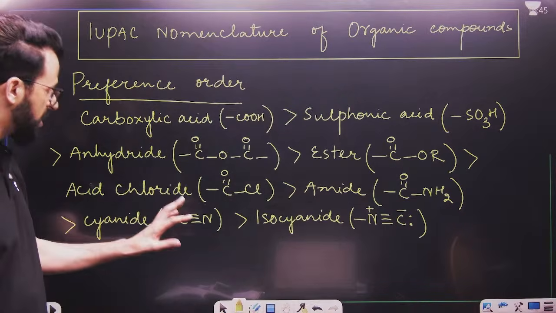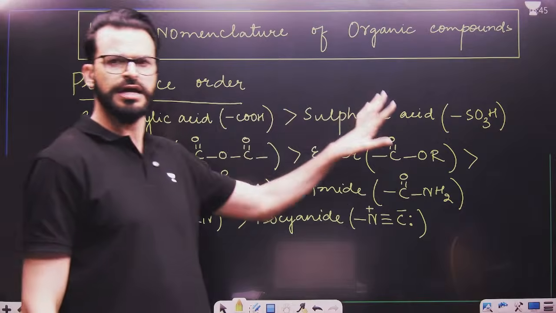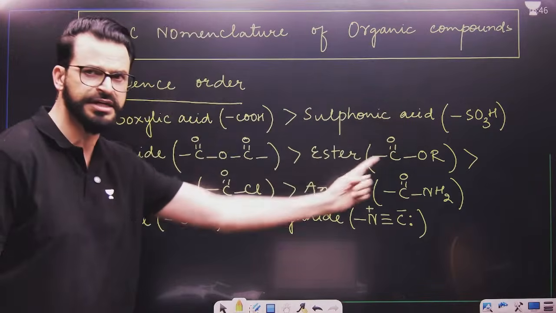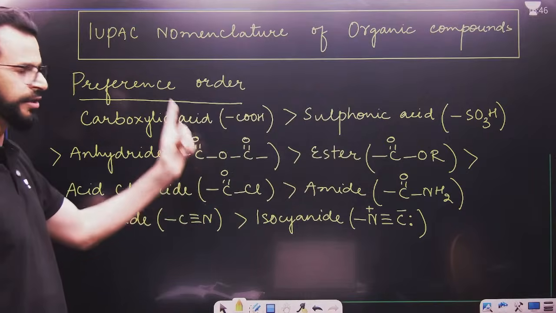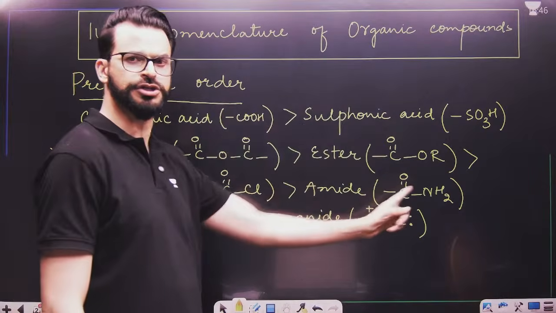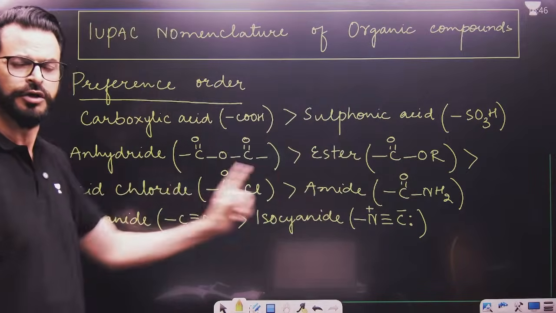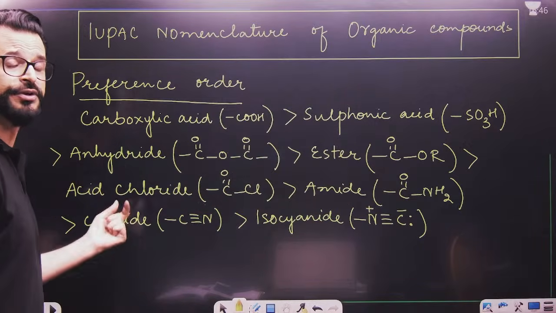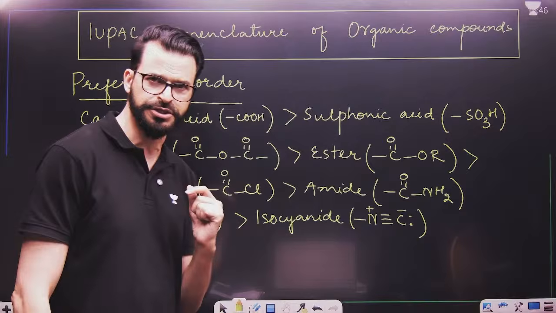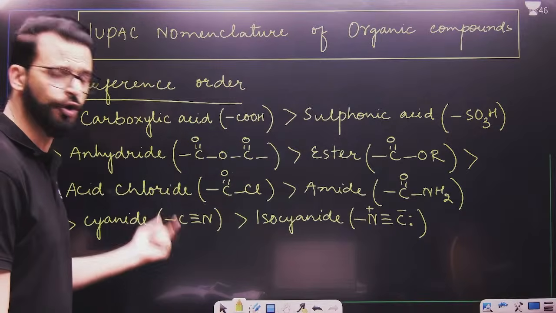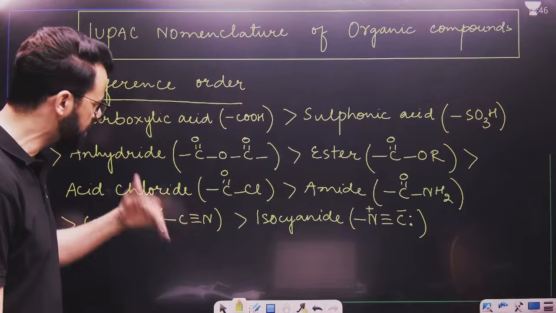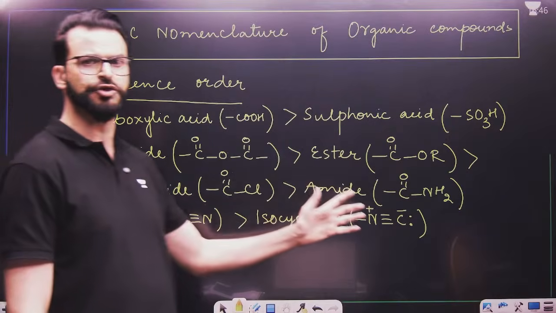Now, listen carefully. First, acids, carboxylic acid and then sulfonic acid. Then 4 acid derivatives, in this order: 3 oxygen, 2 oxygen and 1 oxygen. Both have 1 oxygen, so write chloride first, then amide. But after that, you have to write down nitrogen containing functional groups which contain multiple bonds, that means more than 1 bond. So write down cyanide and isocyanide.